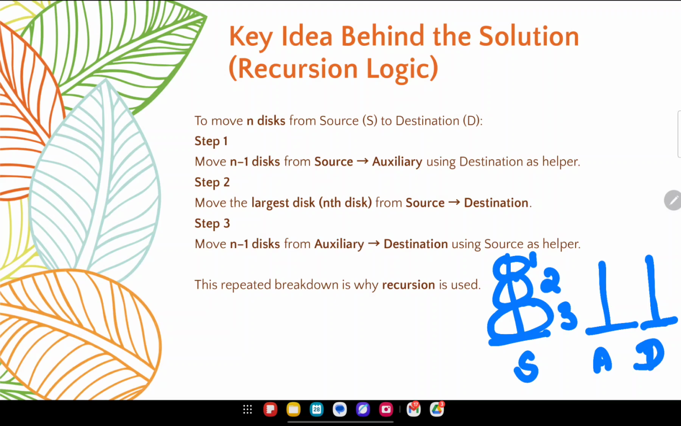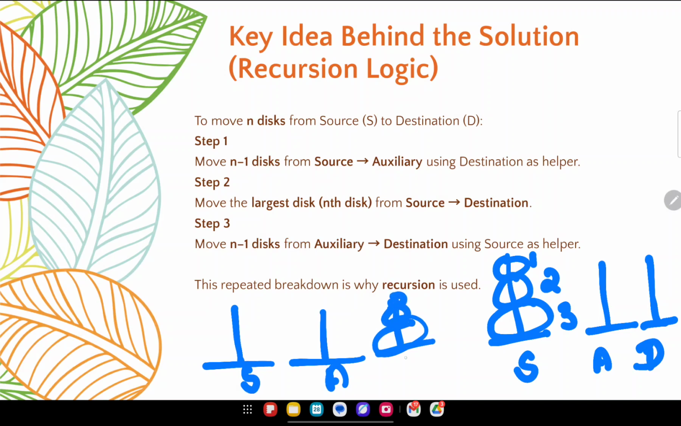Our goal is to make the source rod empty. The auxiliary rod should be empty. The destination rod should have disks 3, 2, 1, in the same order as the source rod. So we are not changing the order of the disks, we are only changing the rod.